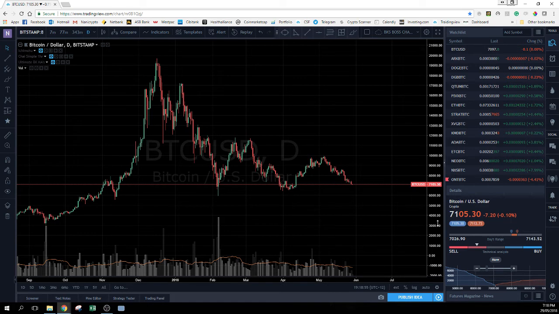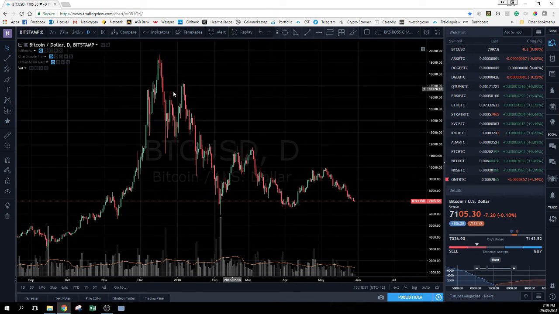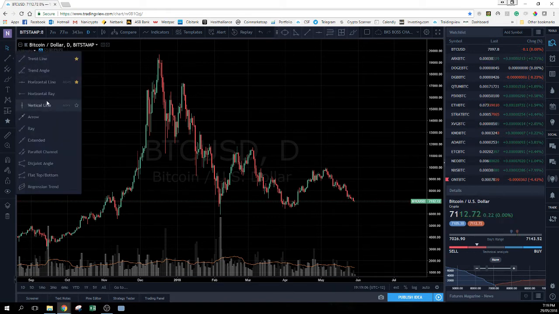So let's start with Bitcoin. Now, for the trend lines, we are going to use this tool over here, which is the trend line tool. And there's a couple of different ones. I like to use just the normal trend line. There's also arrows and there's parallel channels and things like that. But for today, we are going to look at the trend line. We might look at the horizontal ray as well, which are the two that I use the most.